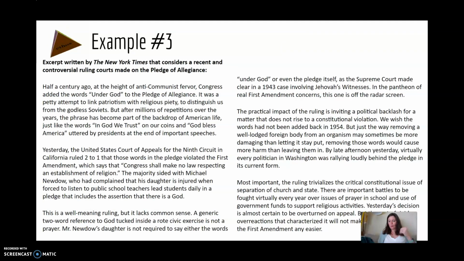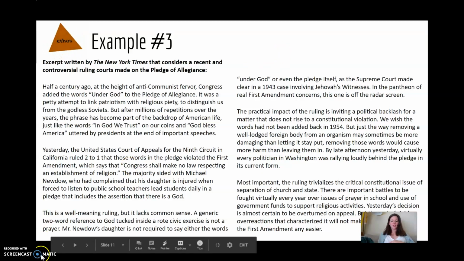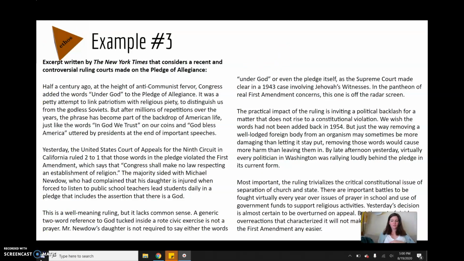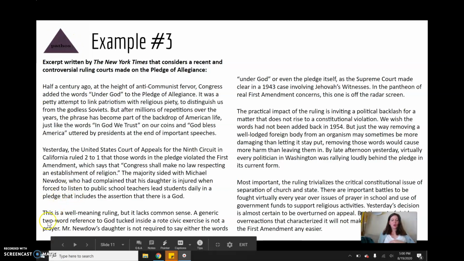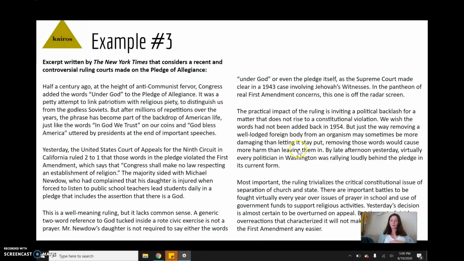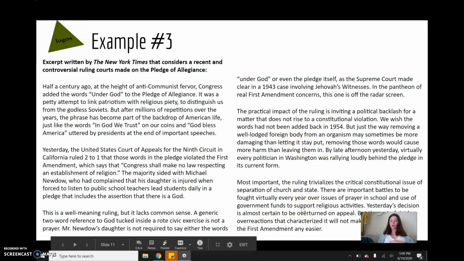Now let's go and look at example number 3. We skipped number 1, we'll backtrack. Go ahead and pause and read example number 3 and think about whether this is ethos, pathos, or logos. So now that you've read this, which of the rhetorical modes do you think it's using? It's definitely logos. We see here that the author makes his primary claim, and he supports that primary claim with subclaims that support his logical reasoning.